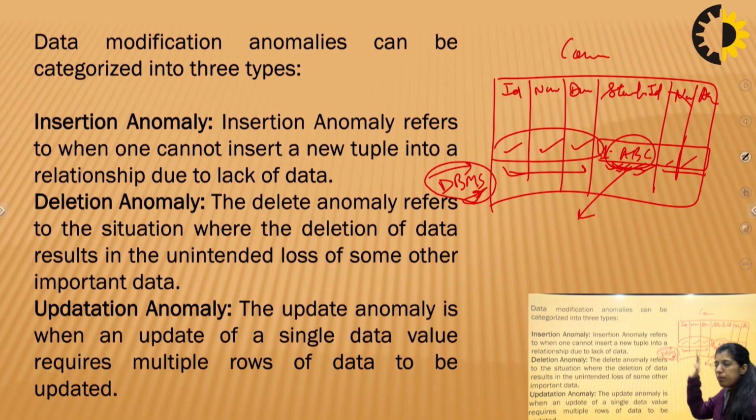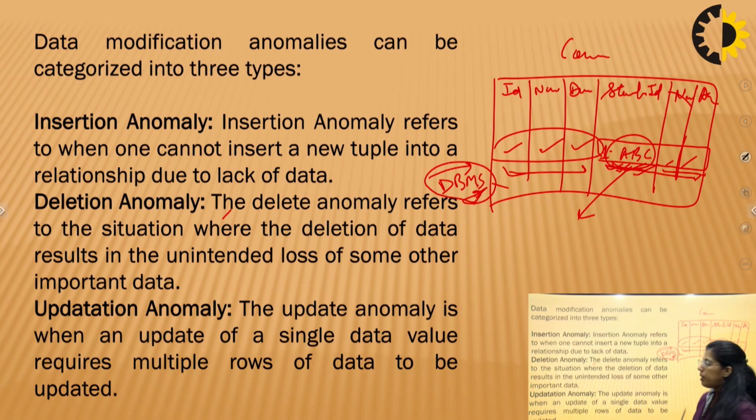Now this university or college will not have any subject as DBMS because there is no such data present in their database for DBMS. So when we delete this particular student's details, we are deleting the subject along with its details, which is an important data for a particular college. So this is the deletion anomaly.